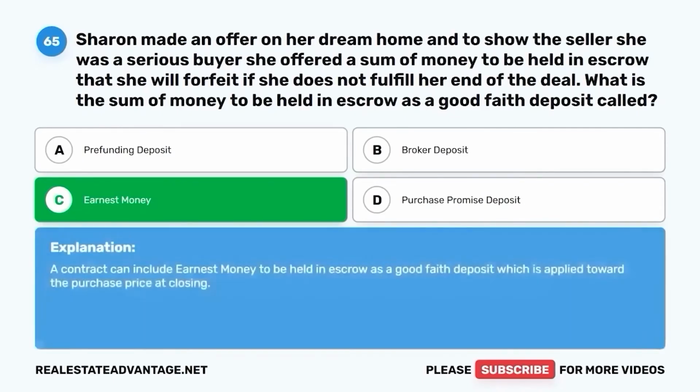The correct answer is C. Earnest money. A contract can include earnest money to be held in escrow as a good faith deposit, which is applied toward the purchase price at closing.